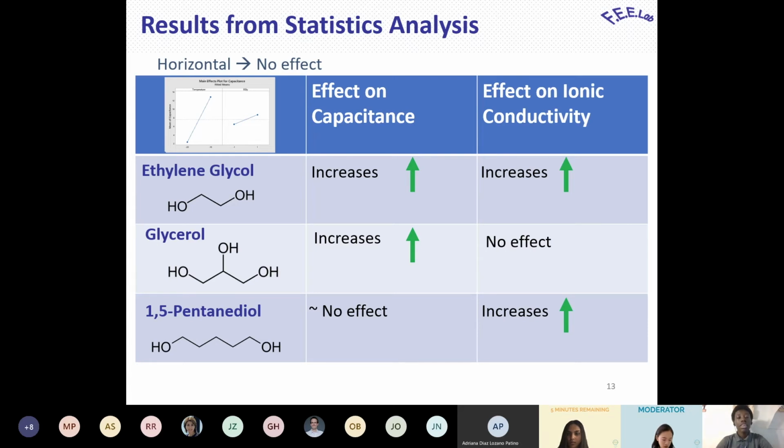For glycerol, it has an increasing effect on capacitance, but no effect on ionic conductivity due to the horizontal slope. And for 1,5-pentane diol, it has an increasing effect on capacitance, approximately no effect on capacitance, and an increasing effect on ionic conductivity.